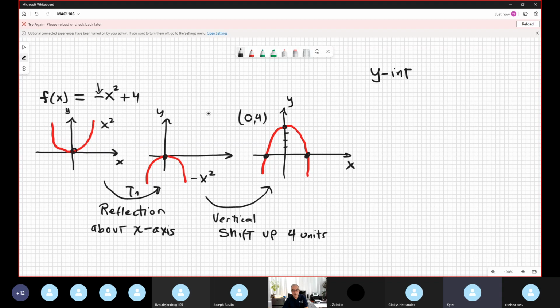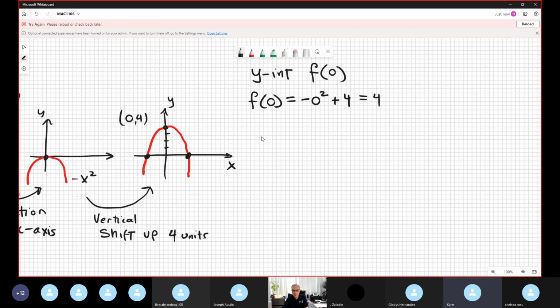It's easy. Using function notation, you evaluate f at 0. So in our specific problem, f of 0 is minus 0 squared plus 4. 0 squared is 0. The answer is 4. Then the point is 0, 4. This 0 was the x value that I plugged in, and 4 is the y value that I obtained after the substitution.